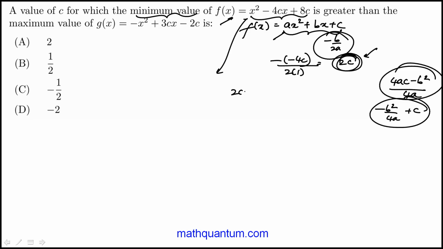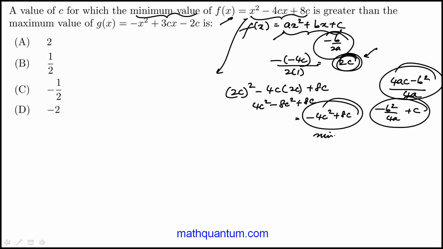So if I plug in 2c here, this will give us the minimum value of this function f. So that's 4c squared minus 8c squared plus 8c. That becomes minus 4c squared plus 8c. So that's the min value. Because note, this is an upward opening parabola. This is a downward opening parabola. We need to find the max value.